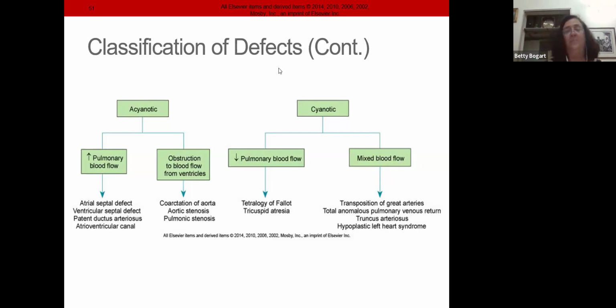So, as I said, ASDs and VSDs, blood's going to shunt always to the right. When it goes back to the right, what's the path of blood? It goes back to the lungs. So that's increased pulmonary blood flow.